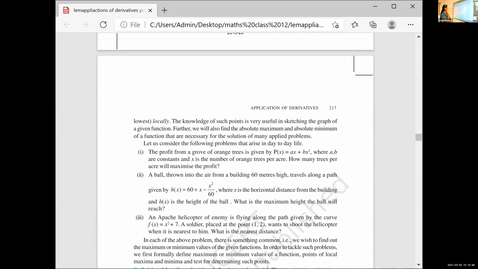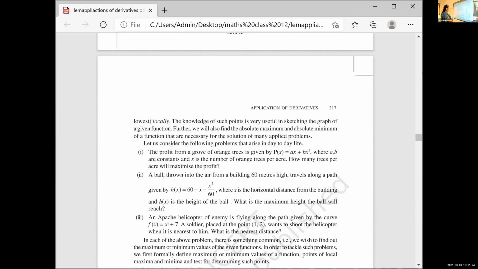Look at the next one. Suppose a ball is thrown into the air from a building 60 meters high and travels along a path. When you throw a ball, imagine such a situation, it will be falling in the form of a parabola, a U-shaped curve. A falling object will always follow a parabolic path. What is the maximum height the ball will reach?